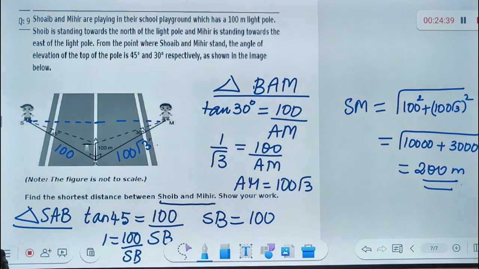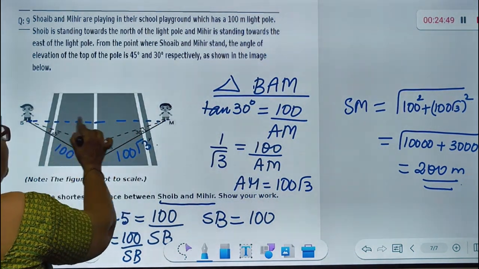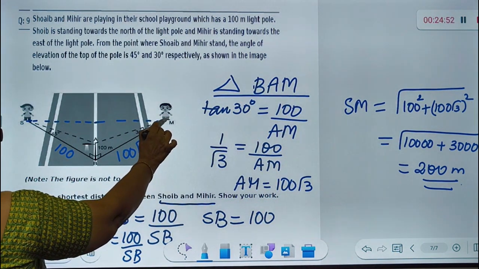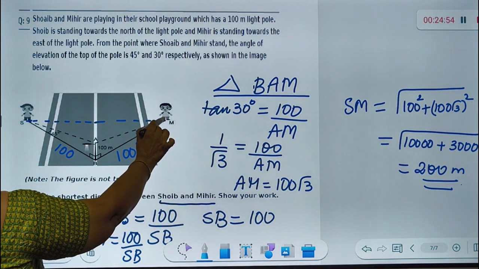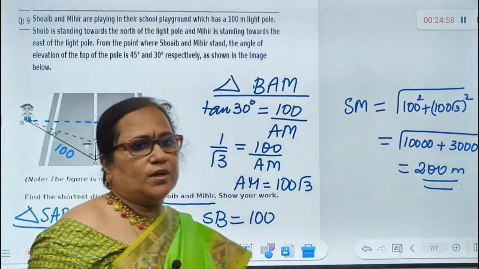Are you able to follow? I have used the Pythagoras theorem to calculate the distance. So this is 100. This is 100 root 3. I have to find the distance between S and M. The distance between S and M is what? Root of 100 square plus 100 root 3 square, which is 200 meters.